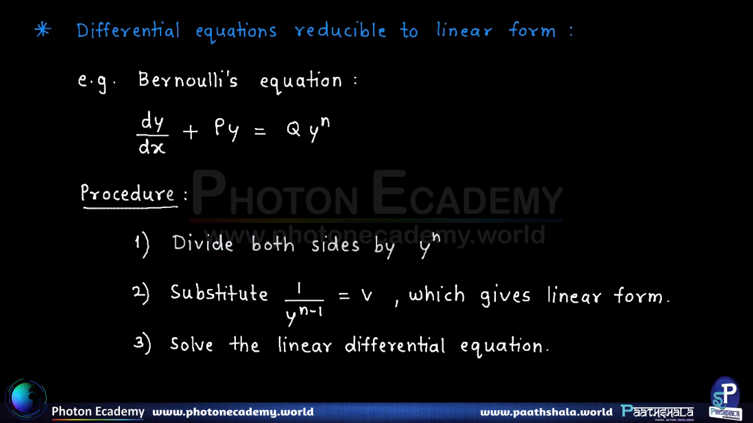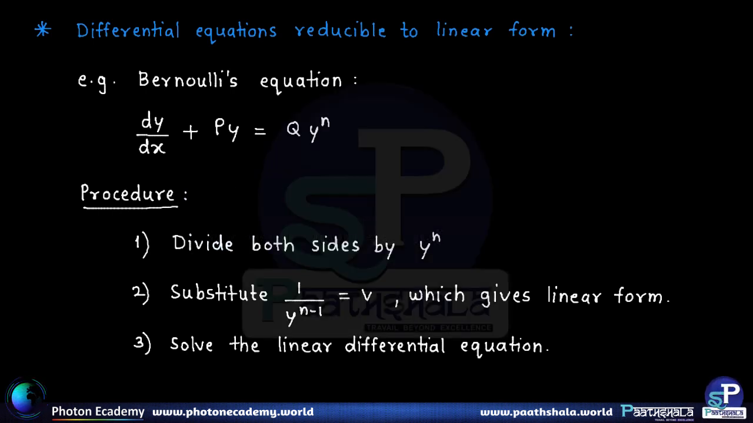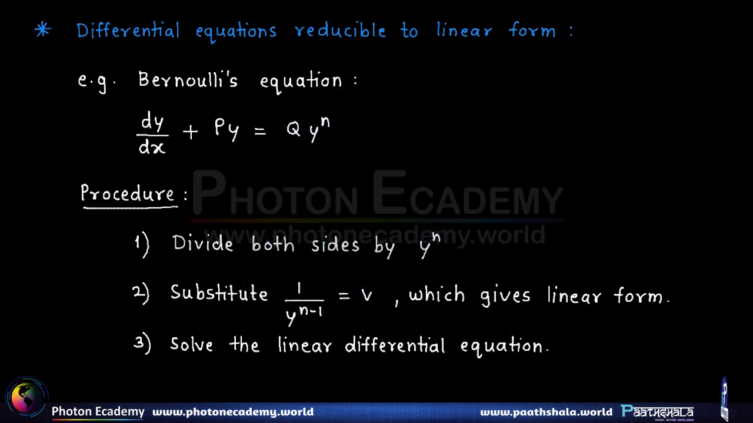first we divide both sides by y raised to n, that is the term appearing on the right hand side. After that we substitute 1 upon y raised to n minus 1 with v, which is a new variable. On doing this we get a linear differential equation, and then we solve it by the already known procedure, that is, find the integrating factor and then write the general solution. So the idea is to divide by y raised to n and then use the substitution.